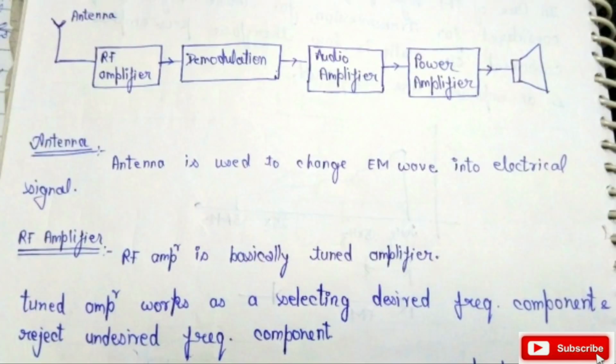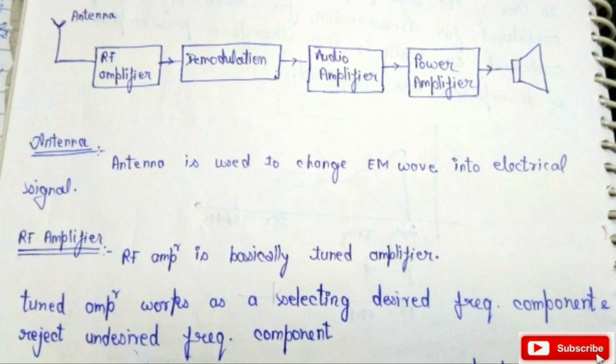In the air, our signal is in the form of electromagnetic wave. So antenna receives that electromagnetic wave, changes it into the electrical signal and passes it to the RF amplifier. RF amplifier is a radio frequency amplifier. It is a class C amplifier. According to the property of a class C amplifier, it increases the gain of the incoming signal and it is also noise resistant. Basically, the RF amplifier is a tuned amplifier.